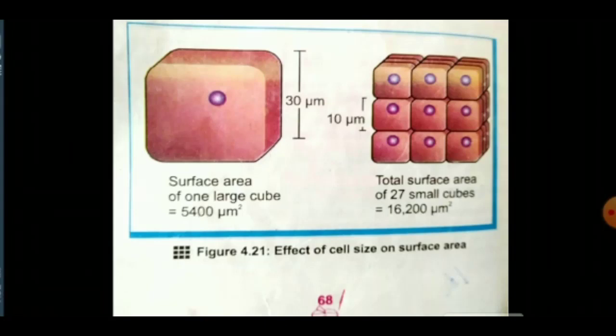As shown in the diagram, surface area of one large cube is equal to 5400 meter square, whereas the surface area of 27 small cubes is equal to 16,200 micrometer square. So we can conclude that membranes of small cells can serve their volume more easily than membrane of a large cell.